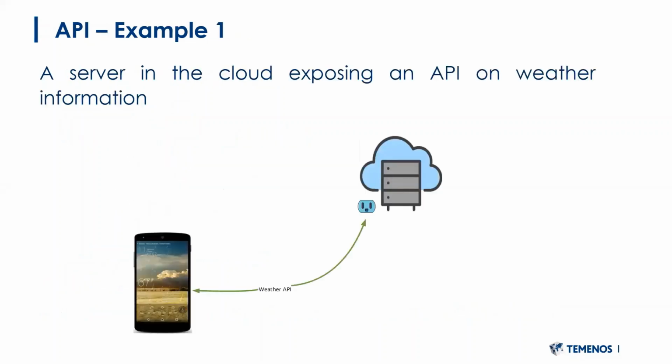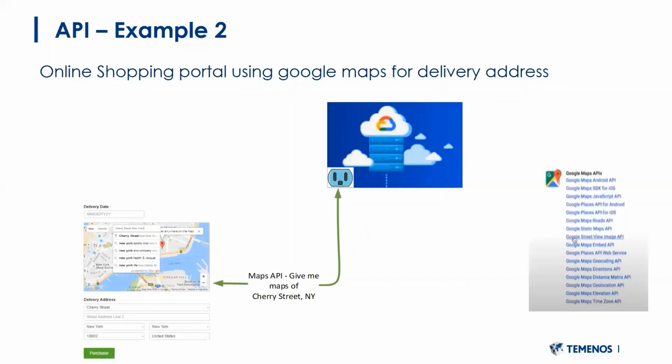Here is a simple example. A server in the cloud exposing an API on weather information. So if you build an application and you want to show weather information, you don't go around the world and put sensors. All you would do is call an API that is published by a weather station. Another example is an online shopping portal using Google Maps for delivery address. The portal is simply calling an API of Google, who will give the address as a map. Then you can convert that address to a map location and do your deliveries.